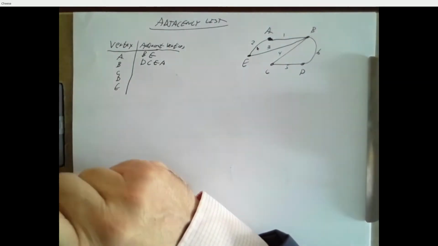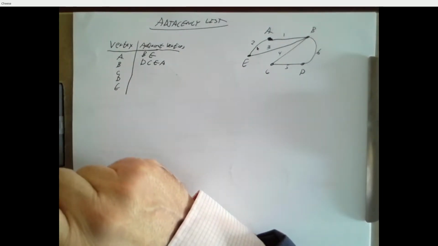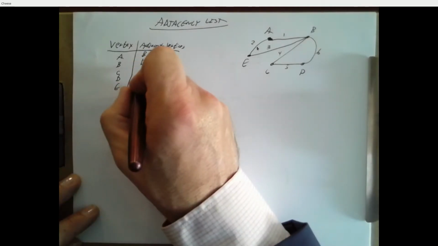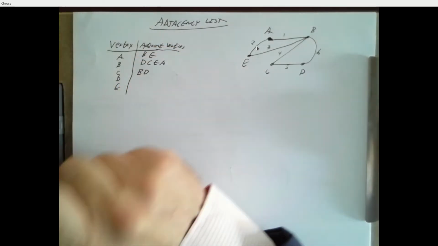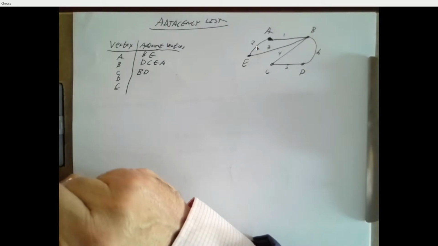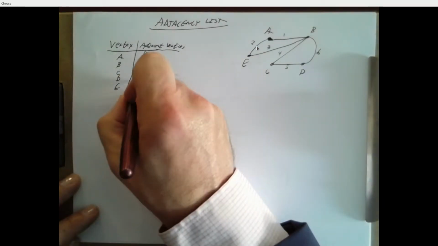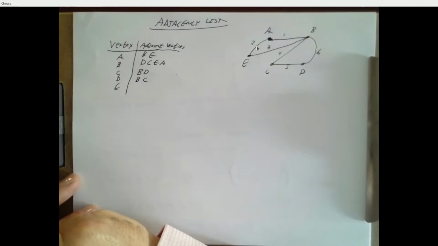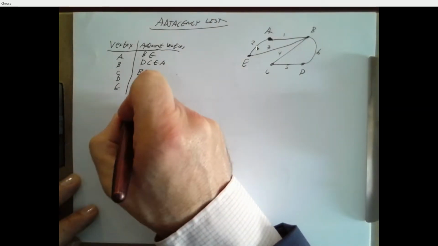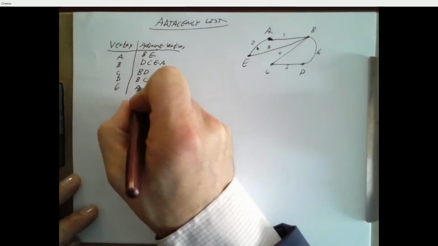How about C? B and D. D. B and C. And E. And B. Everybody got that?